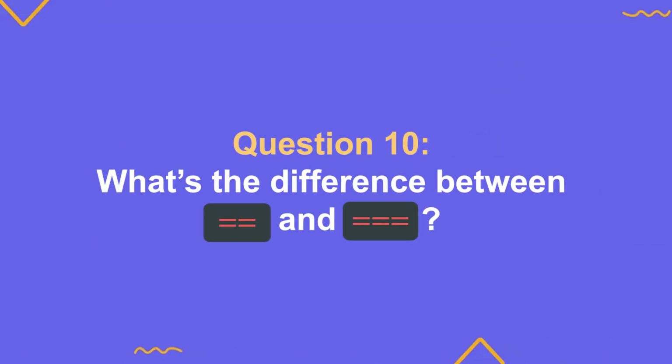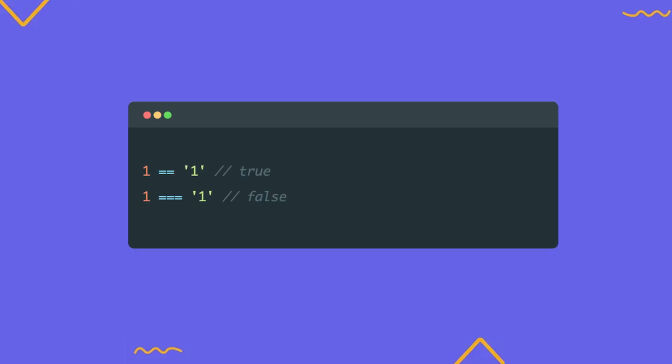The difference between 2 equals and 3 equals, or more precisely, between loose and strict equality. Loose equality simply compares the values, while strict equality additionally compares their types. To clarify, it can be said that in JavaScript there is often a need to compare values. Sometimes the data types of the values being compared can be different.